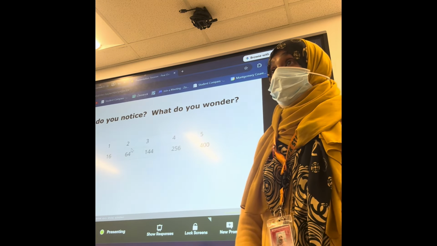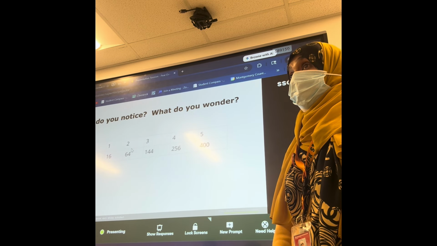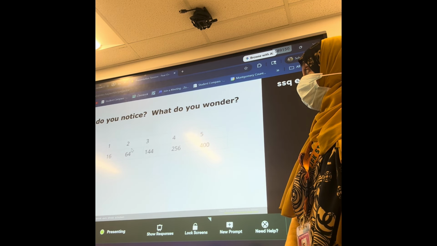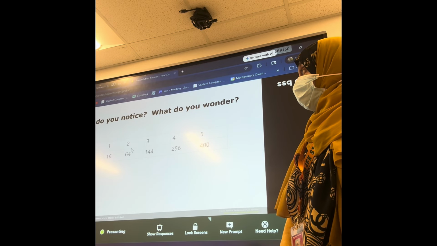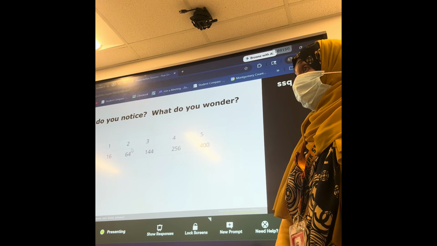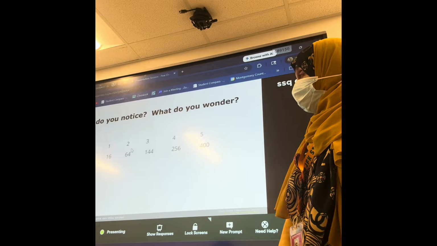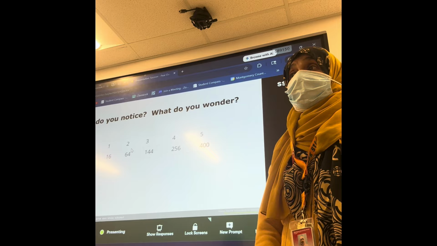What do you wonder? That the first 1, 16, and 24 is multiplied by 4. Okay, perfect. All right. Arlette, you want to answer? What do you notice? What do you wonder about this table? Both X and Y are increasing. Good. Foster, what about you? What do you notice about this table?